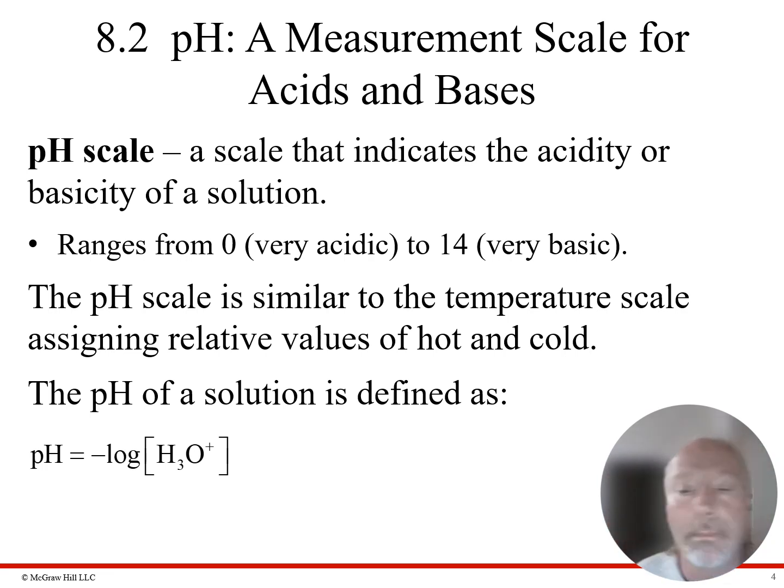And why is this even important? Because we use this in biological systems all the time. pH is very important to biochemistry, to enzyme activity, and of course one of the overarching ideas is that the pH of our bloodstream is around 7.3, 7.4.